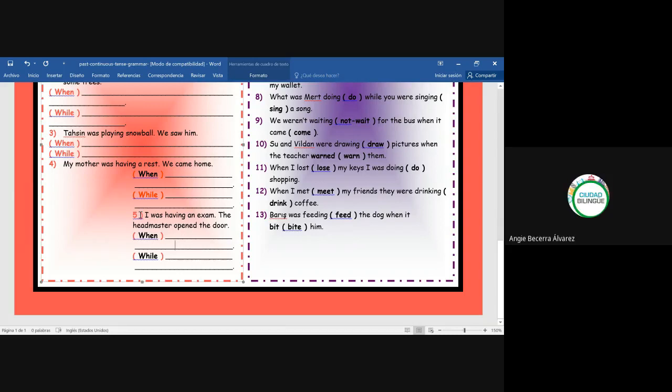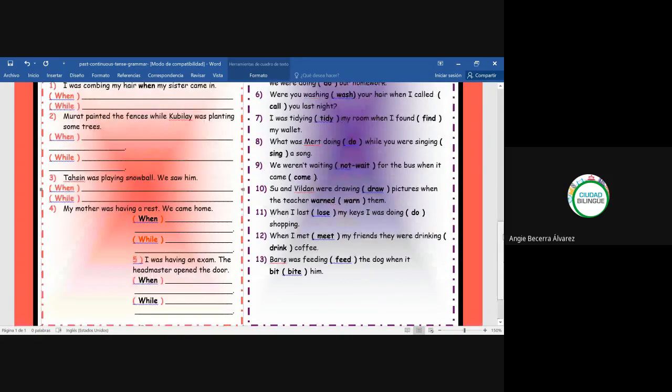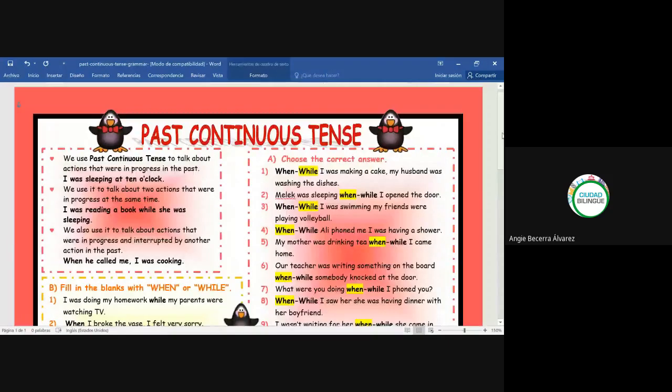Perfect. So now, very good. While here and when here. Very good. So do you have any question here, guys? ¿Tienen alguna pregunta hasta aquí? Yes or no? Yes. Okay, teacher, you say about the while always with present simple. But I can understand sometimes when some words are in the past. Okay.